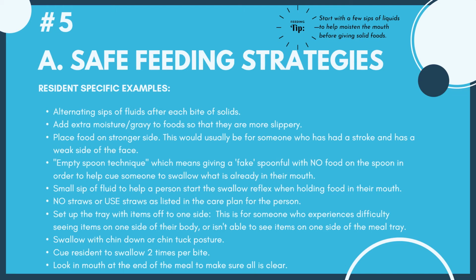There may be a recommendation for no straws to be used, or alternatively, using straws, and this will be listed specifically in the care plan. Set up the tray with items off to one side. This may be for someone who experiences difficulty seeing items on one side of their body or isn't able to see items on one side of the meal tray.